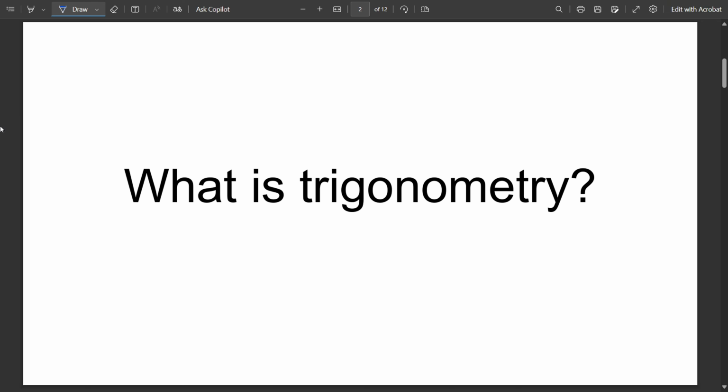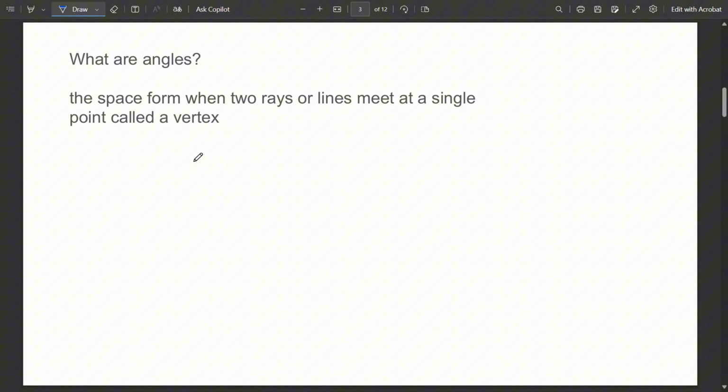What are angles? An angle is the space from when two rays or lines meet at a single point called a vertex. Let's say we have two lines, like this. This is called a ray or a line. So we have two lines and this is called a vertex here. And the angle here is the space that is between these two rays. Let's call it theta.